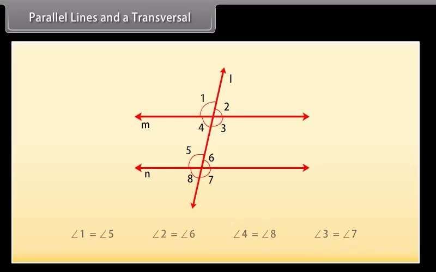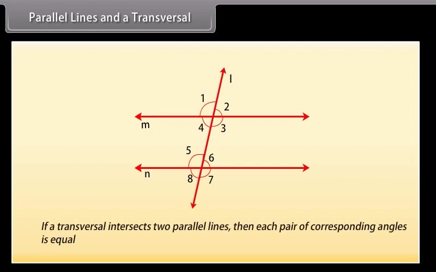angle 7. For this, we get one more axiom, which is, if a transversal intersects two parallel lines, then each pair of corresponding angles is equal.